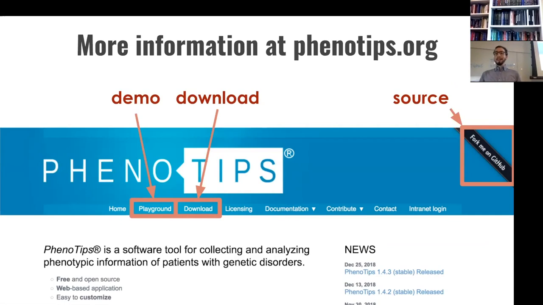So that is the summary. So phenotypes.org is the place for the open source version of phenotypes. There's a demo, you can download it and look at the source code there.